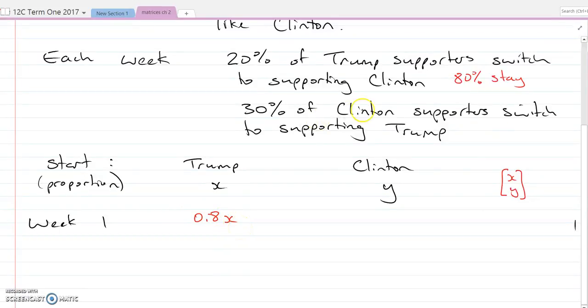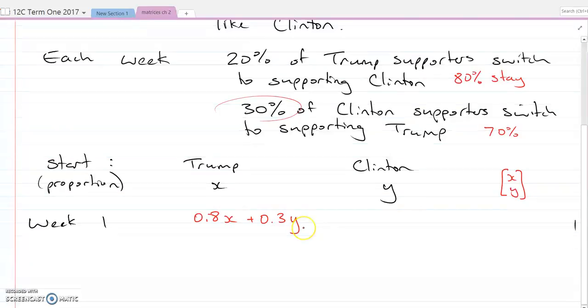Okay, and now for Clinton, 70% are going to stay with Clinton, but this 30% are switching to Trump. So this is what he has. The next week he has 30% of Clinton's proportion. So he's got 80% of his original, and he's got 30% of Clinton's.